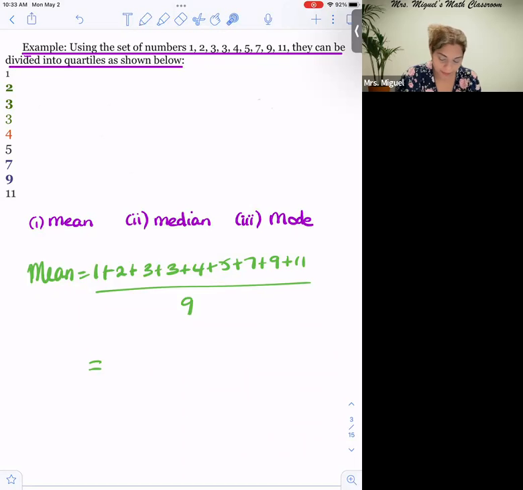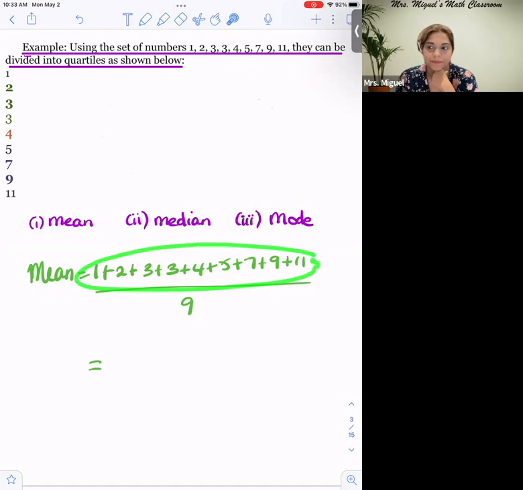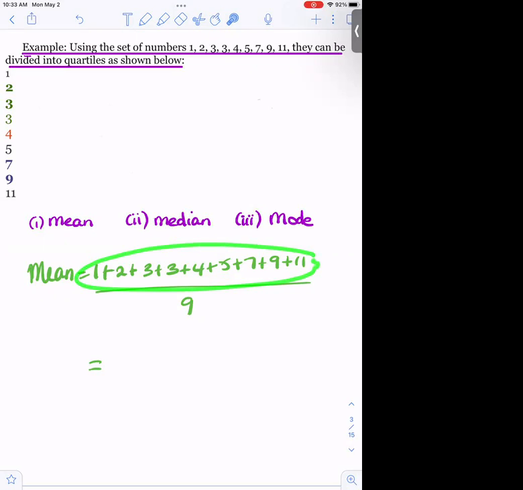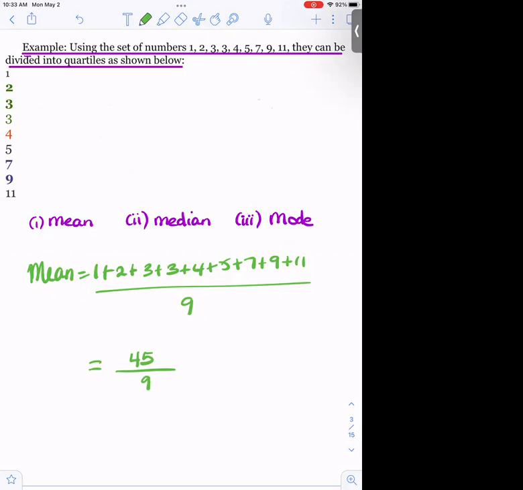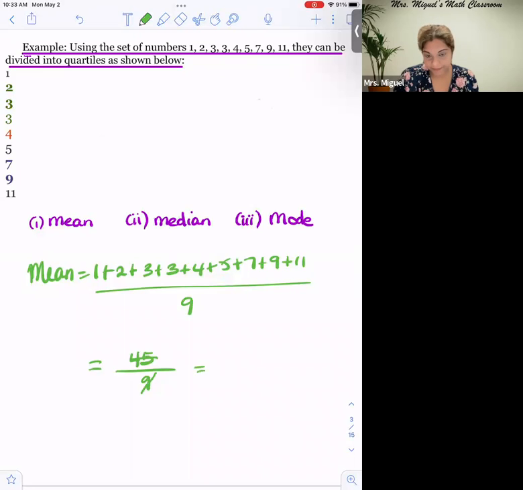What is the sum of the numbers in the distribution? Miss, I got 45. All right, let me check it. 1 plus 2 plus 3 plus 3 plus 4 plus 5 plus 7 plus 9 plus 11. 45. Did anybody else get 45? Yes, miss. All right. How many times could 9 go into 45?